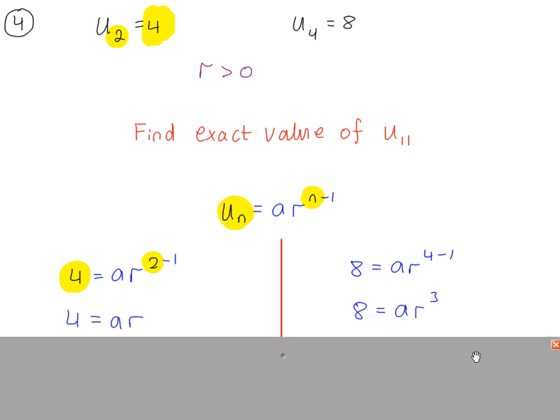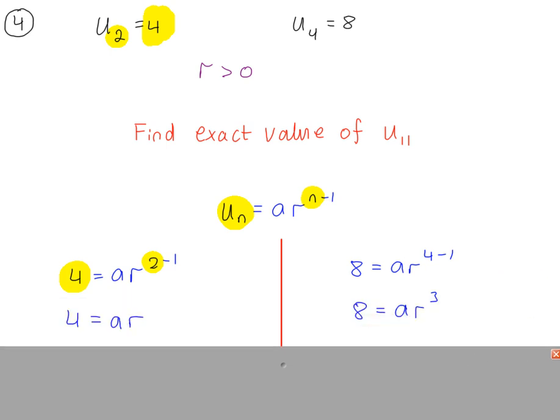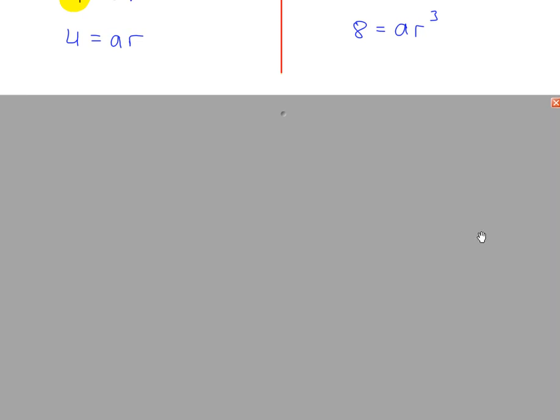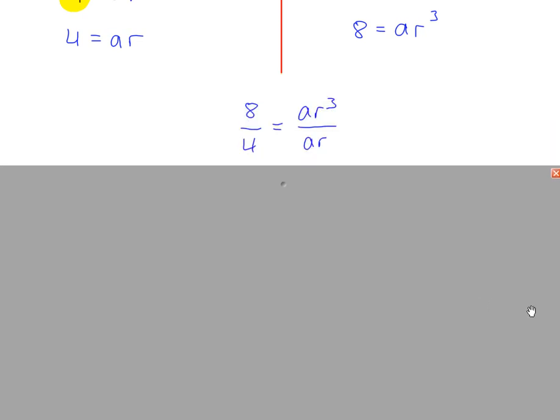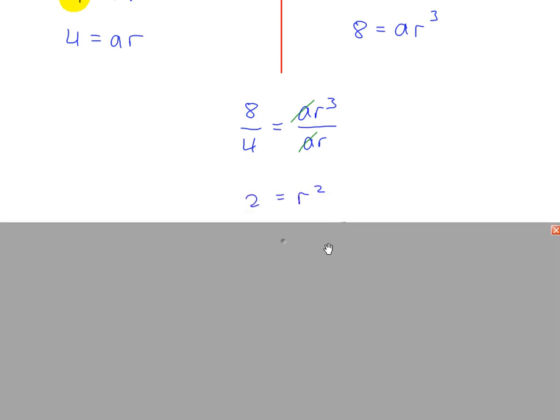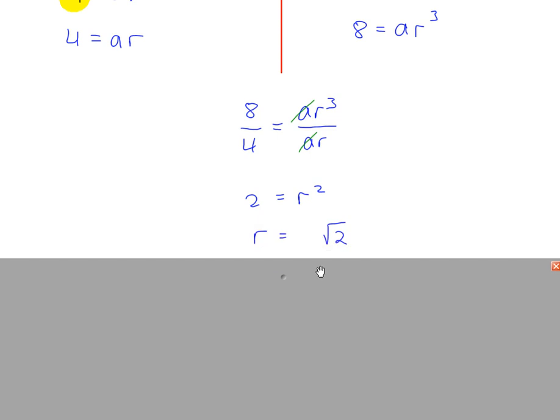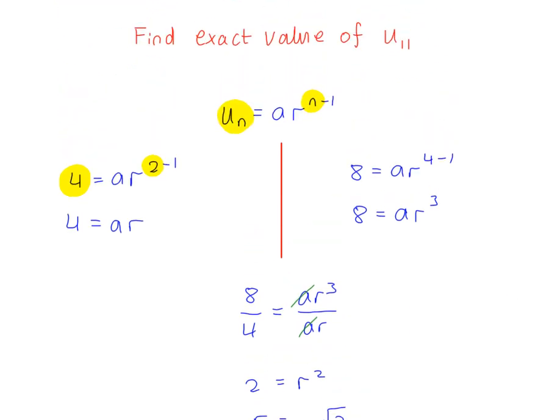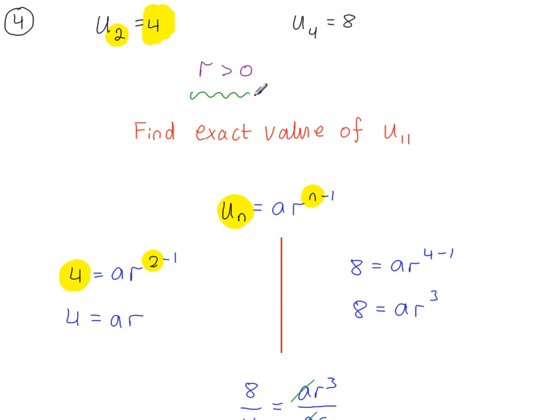If I just divide them, it's quite convenient to divide them. The a's will cancel. And some basic indices here. And we have an even power, so when we square root you get plus or minus. But it did say down here that r is positive, it's greater than 0. Because r is greater than 0, we need to discard the minus root 2 solution.